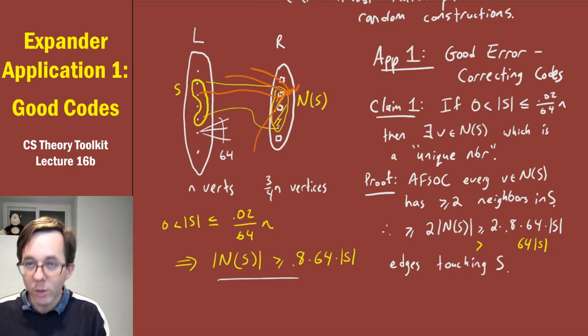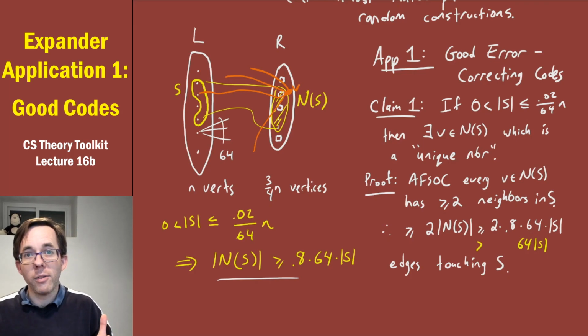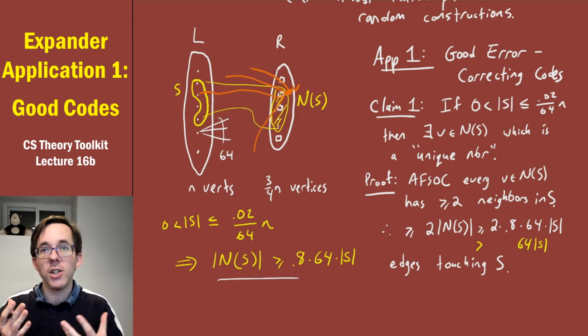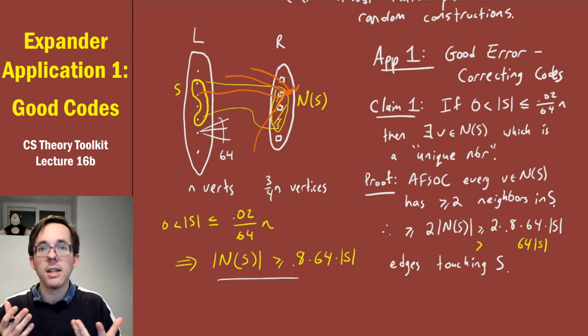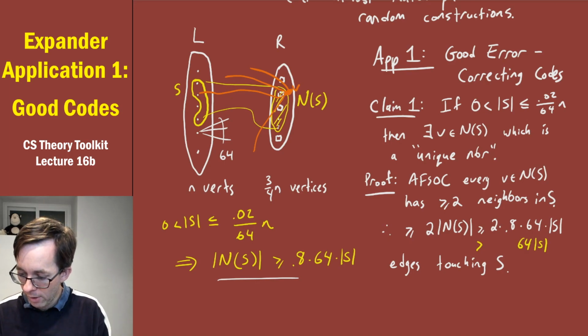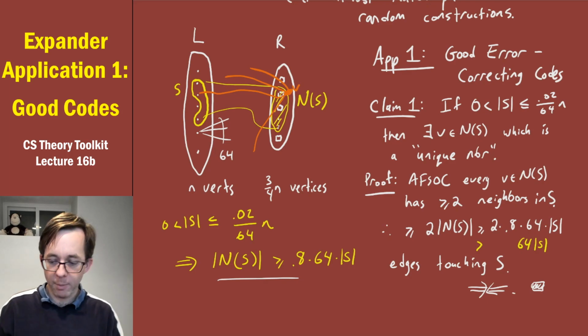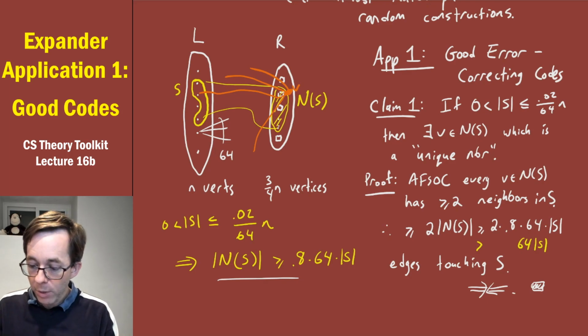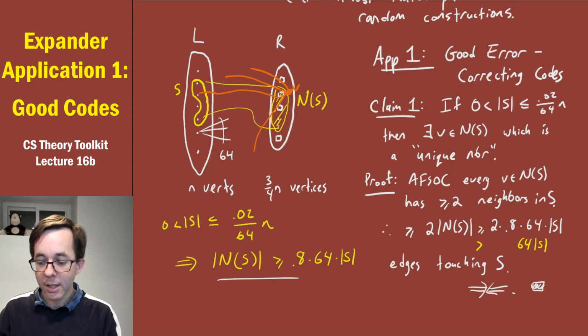Why is it a contradiction? Well, this bipartite graph is left regular with degree 64 on the left. So the maximum number of edges that could be touching S is 64 times the cardinality of S. So that's a contradiction, and it completes the proof of this little claim. Okay, great. So let's put that claim in the bag. We'll need it for our analysis. And now I'm ready to tell you how to get a good error correcting code out of this bipartite expander graph.